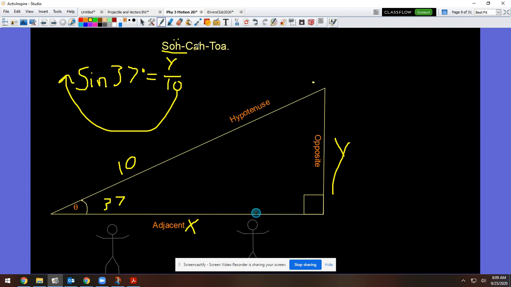And cosine, if we wanted the x, we would say, what am I writing? That's not even the right letter. This happens when you're trying to write with the mouse. Cosine of 37 degrees is equal to the adjacent over the hypotenuse. So the adjacent is our x over the hypotenuse, which is 10. Again, just multiply the 10 over, and you'll be able to figure out what these two component values are.